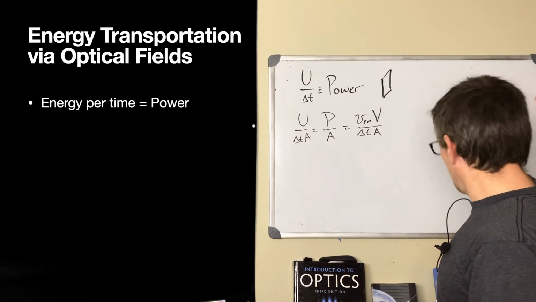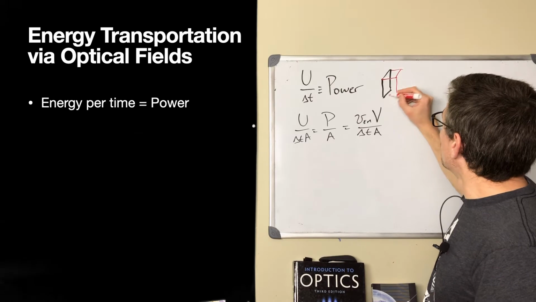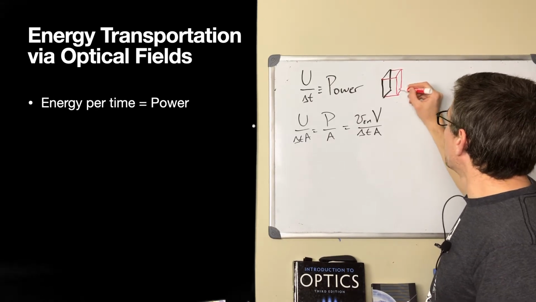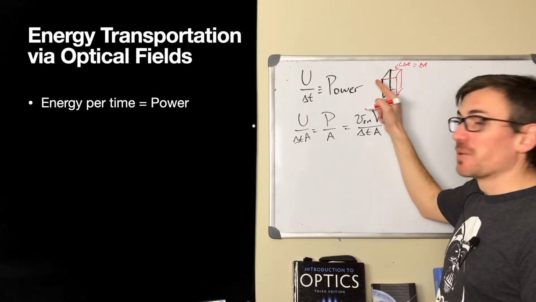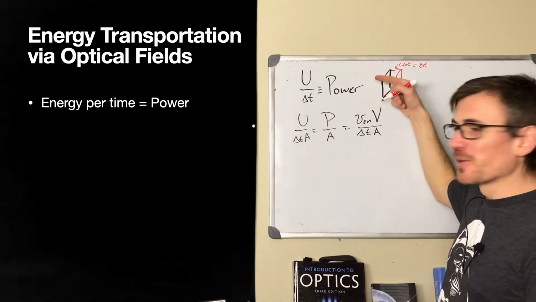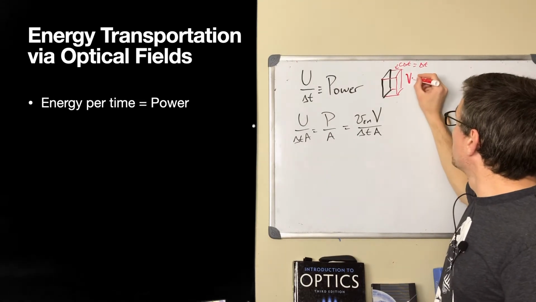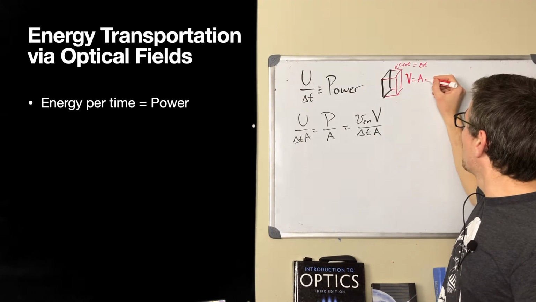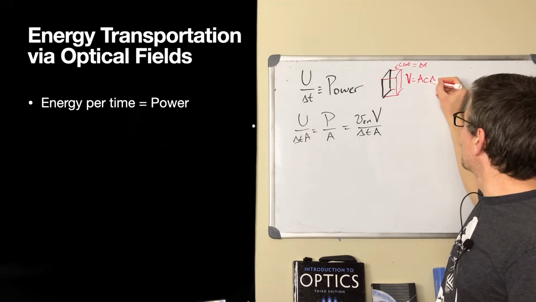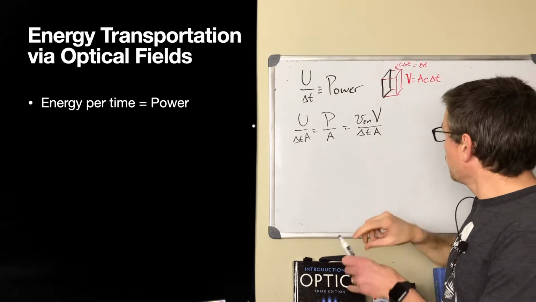What's going to happen is energy is going to flow through that surface, right, at the speed of light. It's going to go c times delta t. That's going to be the length of this little rectangular solid here. It's going to have a given area as well. So the volume is going to be whatever that area is times c times delta t. That's just the volume of this thing. So let's plug that in.